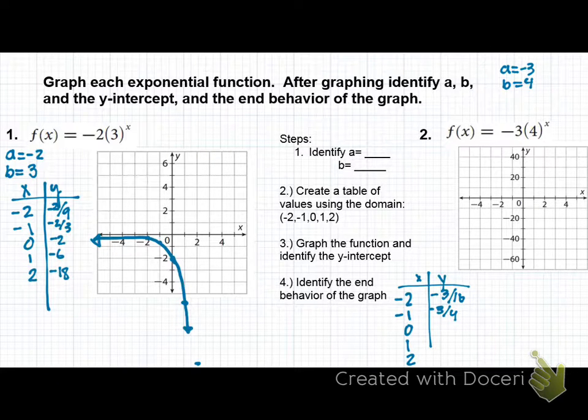Next, 0. What's 4 to the 0? 1 times negative 3? Negative 3. Good. Next is 1. What's 4 to the 1? 4. 4 times negative 3? Negative 12. Good. And then we got 2. 4 squared? 16 times negative 3? Nope. So 16 times negative 3 is negative 48.